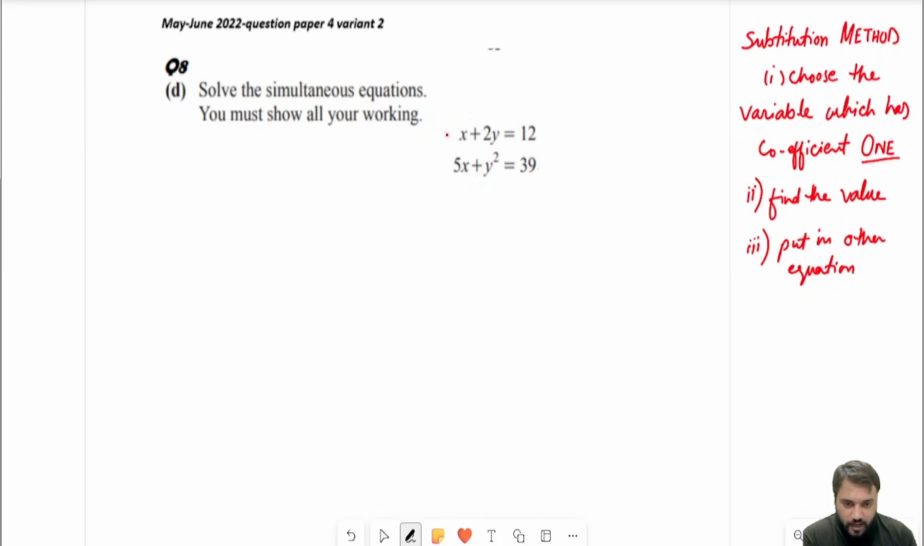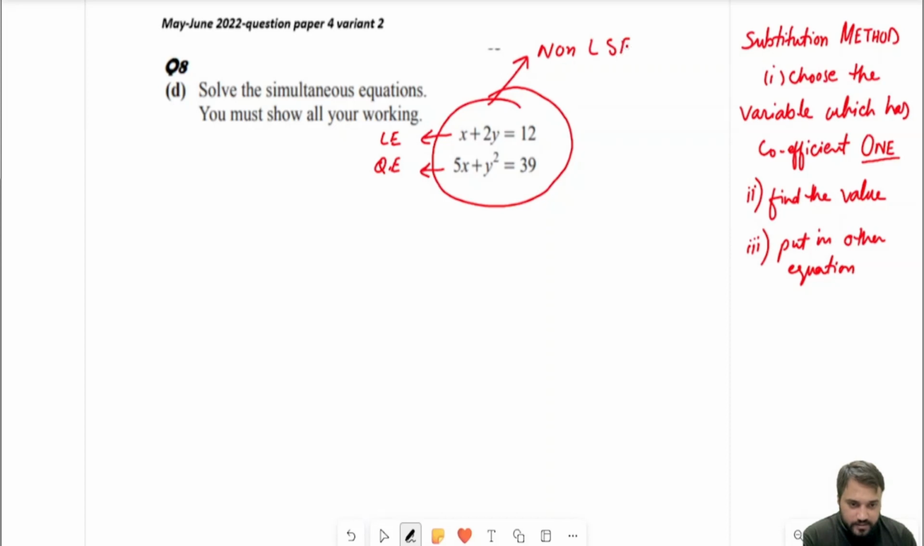Do you see it? Our first equation is a linear equation because the highest power of the variable is 1. So this equation has degree 1. That is known as a linear equation. But in the second equation, the highest power of the variable is 2. This is our quadratic equation. That's why this whole system is known as a non-linear simultaneous equation.